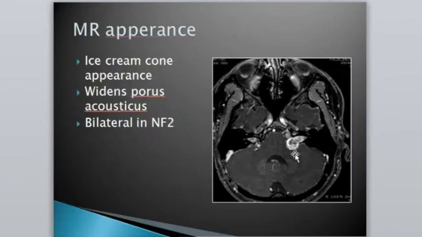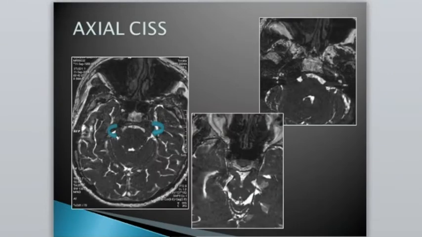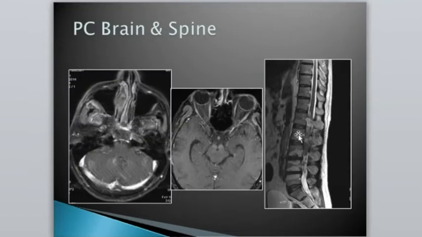This is a typical appearance of an acoustic schwannoma. As I have said, the porus acousticus is widened, very typical for an acoustic schwannoma. In NF, there is bilateral involvement. Unilateral involvement may be seen, but then there would be many meningiomas, etc., which would fulfill the criteria. Trigeminal nerve involvement is also seen. For example, in this case, you have bilateral acoustic schwannoma. The third nerve is also involved, and so is the trigeminal nerve bilaterally. This patient also had multiple spinal schwannomas.